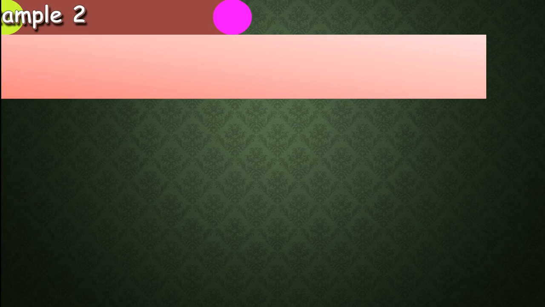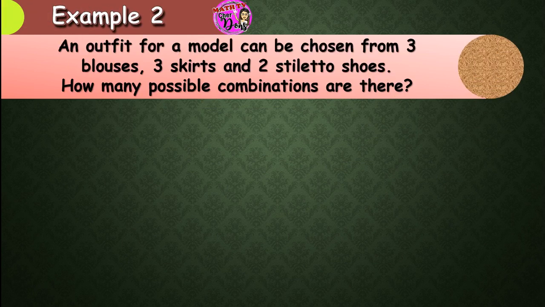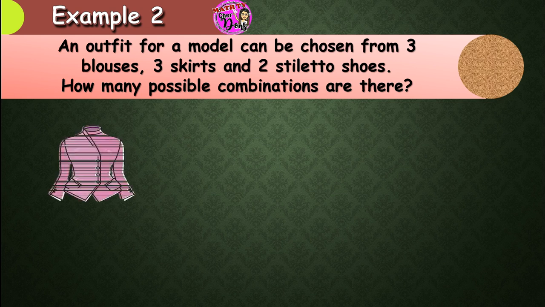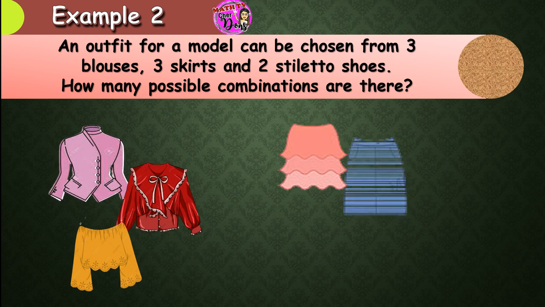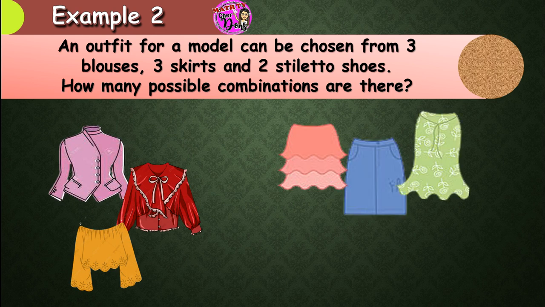For example number 2, an outfit for a model can be chosen from 3 blouses, 3 skirts, and 2 stiletto shoes. Question: how many possible combinations are there? So we have 3 blouses: violet, red, and yellow. Then we have 3 skirts to choose from: pink, blue, and green. To complete the outfit, we have 2 stiletto shoes, pink and yellow. With this in mind, we're ready to construct the tree diagram and find how many different possible combinations we have.